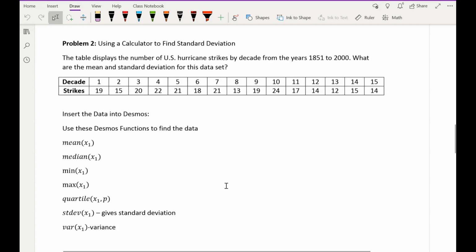So we have this data set here, and it displays the number of U.S. hurricane strikes by decade from 1851 to 2000. We want to find the mean and standard deviation of this data set. And what that means is we want to find the mean and standard deviation of the strikes. So you can enter this data into Desmos, and then we can use a bunch of features to find certain statistical information, and we'll talk about that.